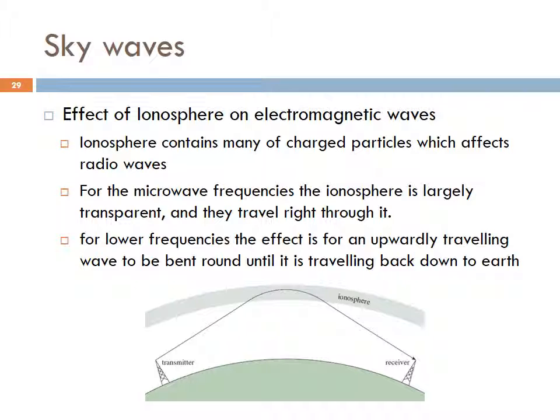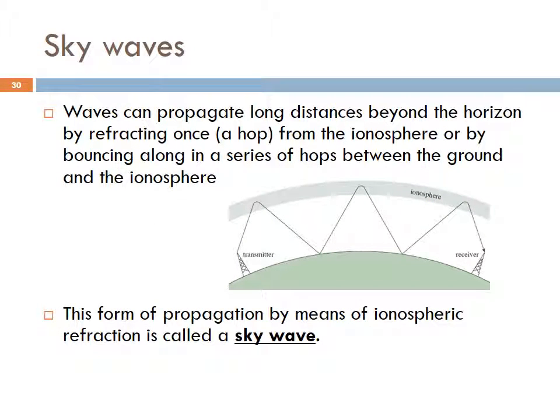The important practical point is that waves can propagate long distances beyond the horizon by refracting once from the ionosphere, or by bouncing along in a series of hops between the ground and the ionosphere, as shown in the following figure. This form of propagation by means of ionospheric refraction is called a sky wave.